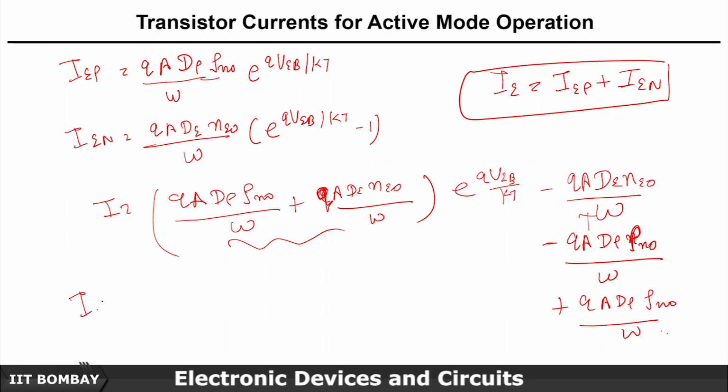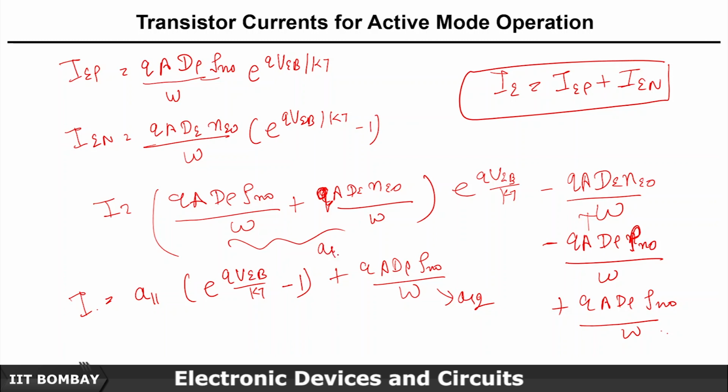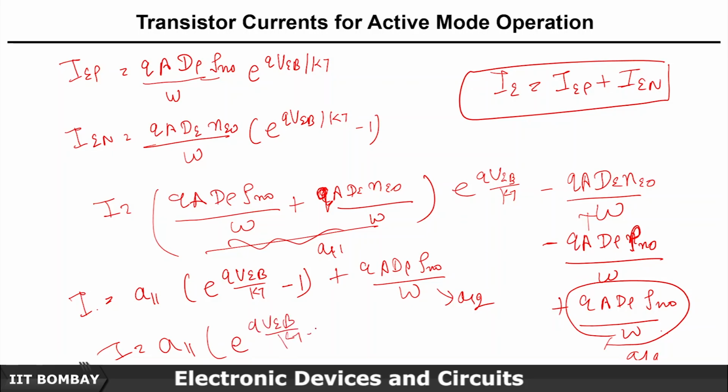So we can write IE is equal to A11 (e raised to power QVEB by KT minus 1). This term will come out. Since we have added this term, it is QADP Pn0 divided by W, which we call A12. This is A11, and this term is A12. So this becomes IE is equal to A11 (e raised to power QVEB by KT minus 1) plus A12.